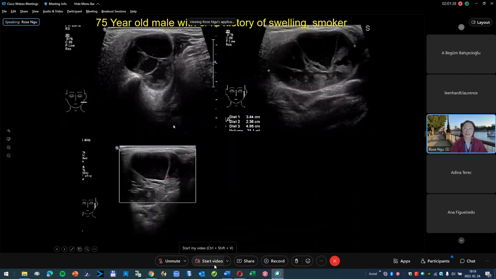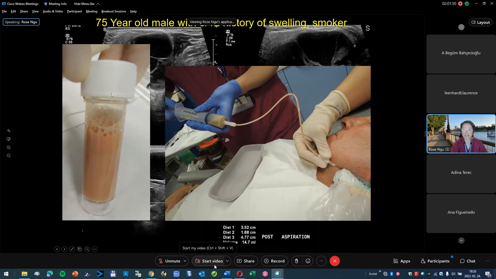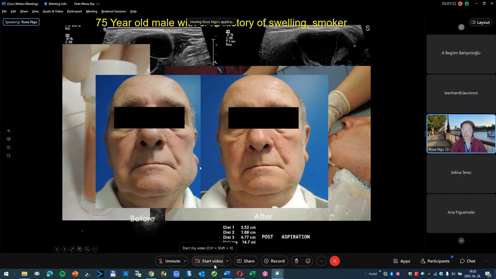This is a cystic lesion. You could see multi-cystic compartments in a 75-year-old male with a 3 months history of swelling. He's a smoker. And we did aspirate him, and this is the color of the fluid that came out. This is what he was like before, and this was after.